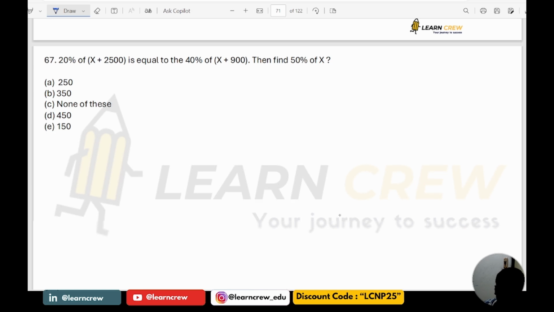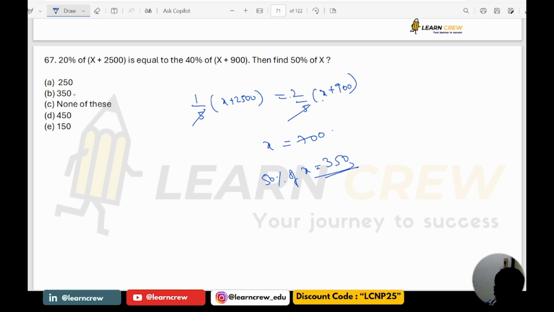Next, 20% of x plus 2500 is equal to 1/5 of x plus 2500 is equal to 2/5 of x plus 900. So from this you are going to get 2x minus x. X is equal to 700. If x is equal to 700, then 50% of x is equal to 350. So answer is 350.